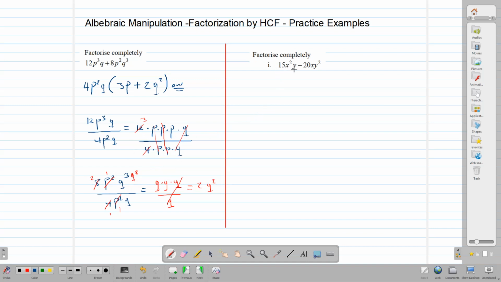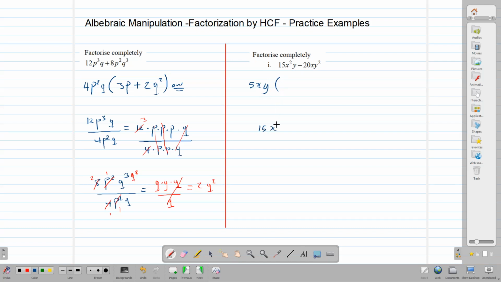Factorize completely 15x squared y minus 20xy squared. Well, we notice that with 15 and 20, our highest common factor for those two numbers is 5. So we write down our 5. There's an x squared and an x, so we use the smaller one, we use the x. There's a y and a y squared, we use the smaller one, which is a y. And now we're going to open our bracket.